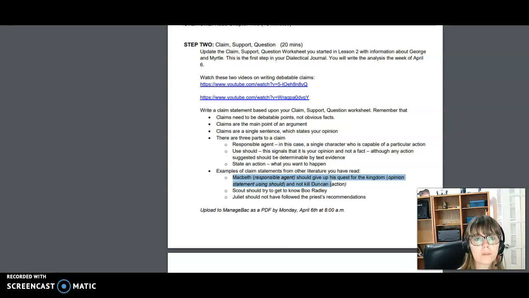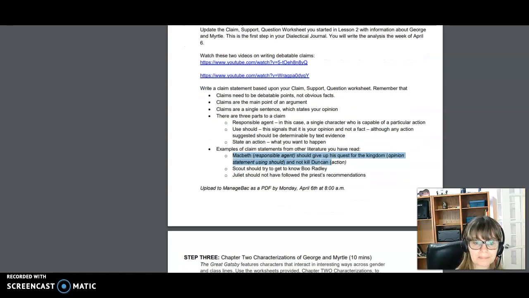When you upload it, please designate that PDF as claim statement so I know that I'm seeing something new. I don't like to do a search and find. You should really clearly label all the PDFs or images that you upload for me.